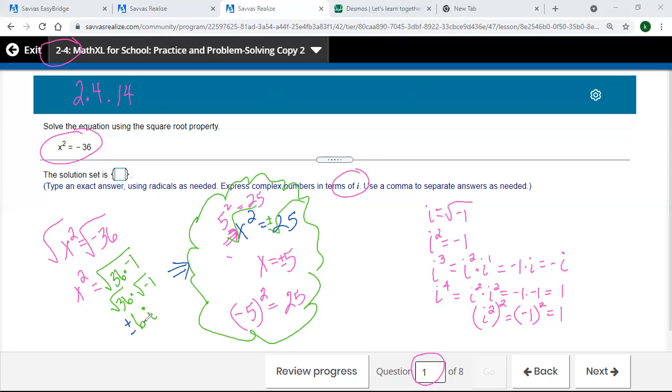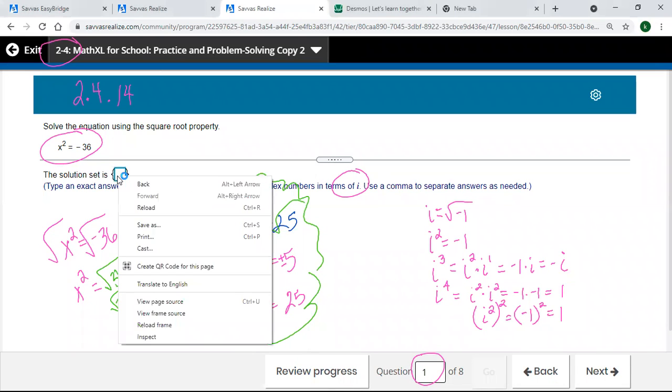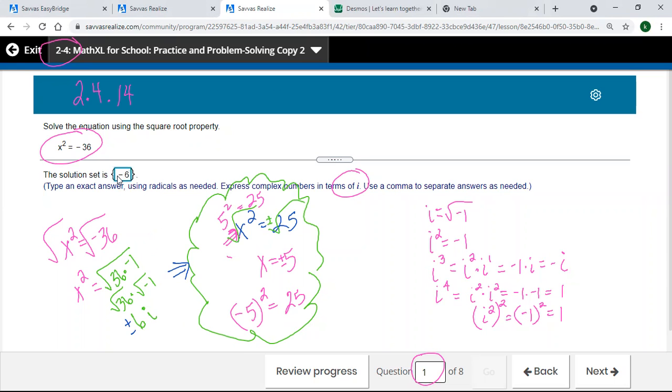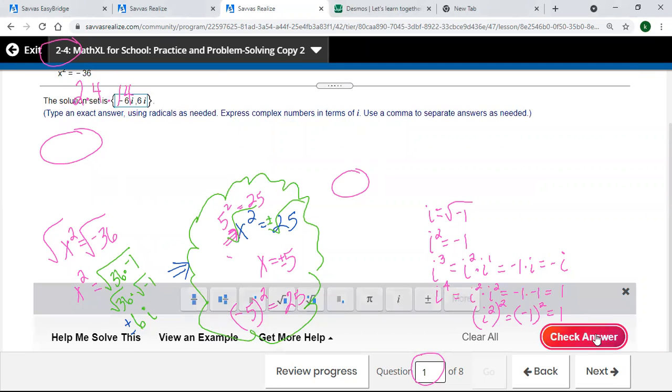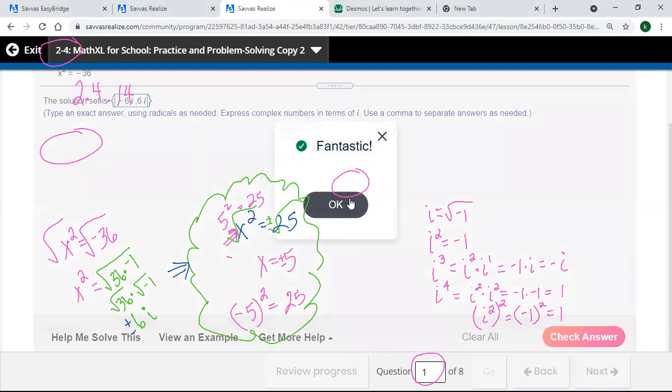Where they say type an exact answer, use radicals as needed to express the numbers in terms of i and a comma to separate answers as needed, I do think they're implying that they want both the -6i and the +6i in there. So let's put that in and see how we did. And there you have it.